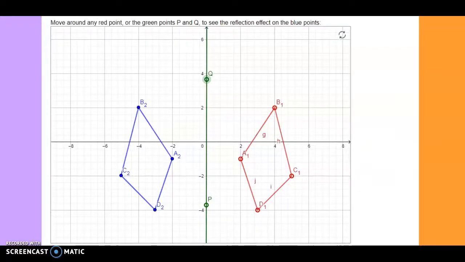Hey guys, we ended the PowerPoint. I was talking about the situation where you have a reflection across a line that is not the X or Y axis. So I wanted to kind of show you an example of that here.